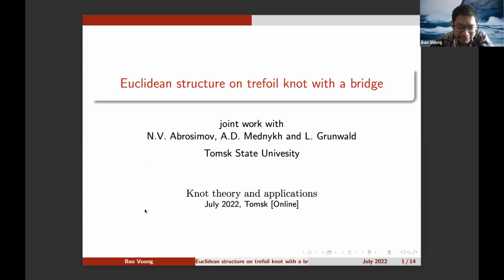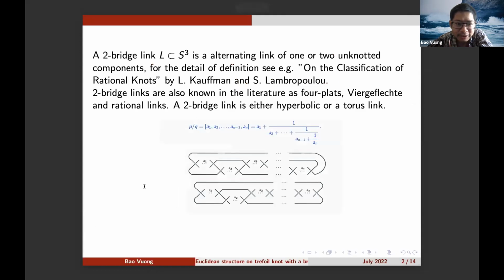So I will talk about the Euclidean structure on trefoil knot with a bridge. This is a joint work with Abrosimov, Mednykh, and Grunwald. Let me start with the definition of the two-bridge link.